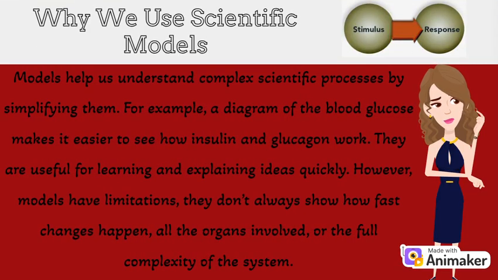Let's understand the question: why do we use scientific models? Models help us to understand complex processes by simplifying them. For example, they show how insulin and glucagon work in blood glucose control. But models aren't perfect. They don't always show how fast things happen in detail.